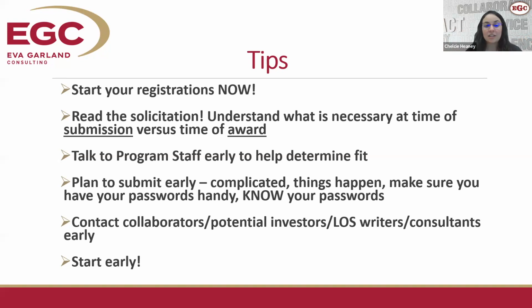Always read the solicitation, understand any special needs for that particular solicitation, and understand what you need for submission versus what you'll need at time of award. Again, if you're working with animals, you'll need to have that vertebrate animals document in place, outlining what you're planning to do with the animals, but you won't need IACUC approval until time of award. You'll also want to talk to program staff as early as possible to determine whether the project that you're interested in proposing fits within their funding priorities.